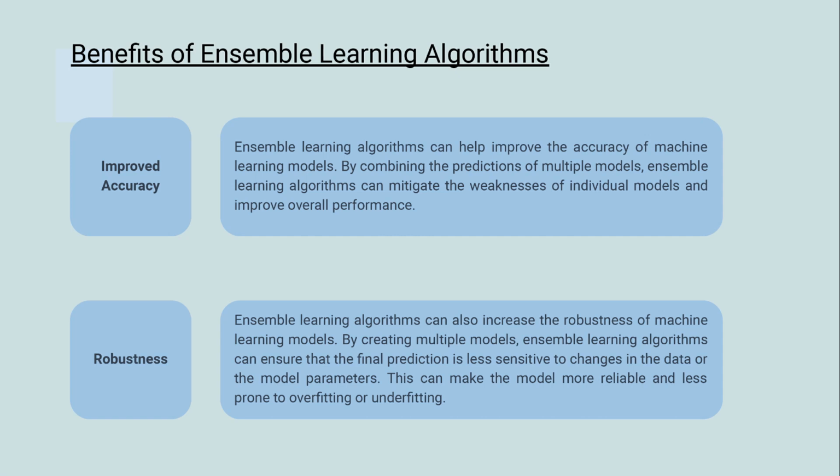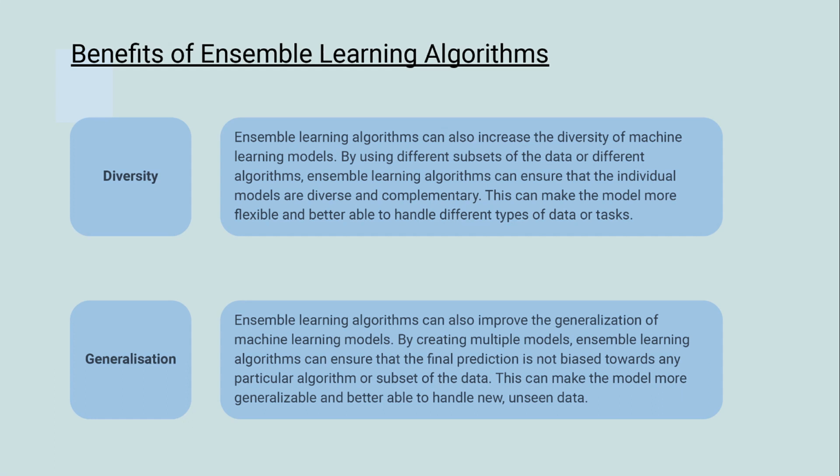By creating multiple models, ensemble learning algorithms can ensure that the final prediction is less sensitive to changes in the data or the model parameters. This can make the model more reliable and less prone to overfitting or underfitting. Diversity. Ensemble learning algorithms can also increase the diversity of machine learning models. By using different subsets of the data or different algorithms, ensemble learning algorithms can ensure that the individual models are diverse and complementary. This can make the model more flexible and better able to handle different types of data or tasks.